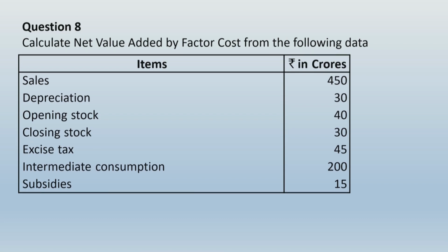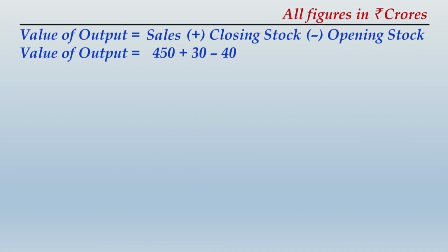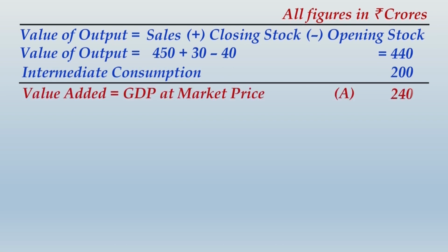Alright friends, I'm sure you have utilized your time very well and you have cracked the answer by now. So let us check whether you did it correct or not. So we begin with the value of output, which will be sales plus closing stock minus the opening stock. So that will be 450 plus 30 minus 40, and that will be 440. From the value of output we subtract the intermediate consumption, that is 200. We get value added, that will be GDP at market price as 240.